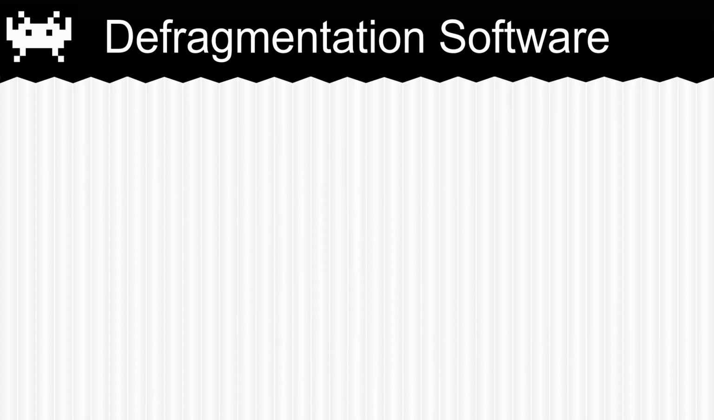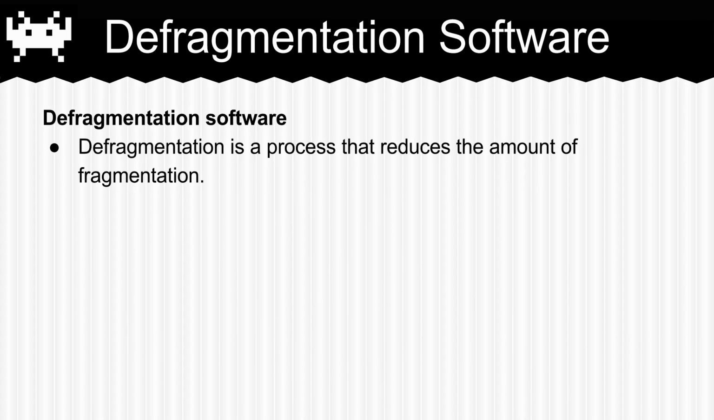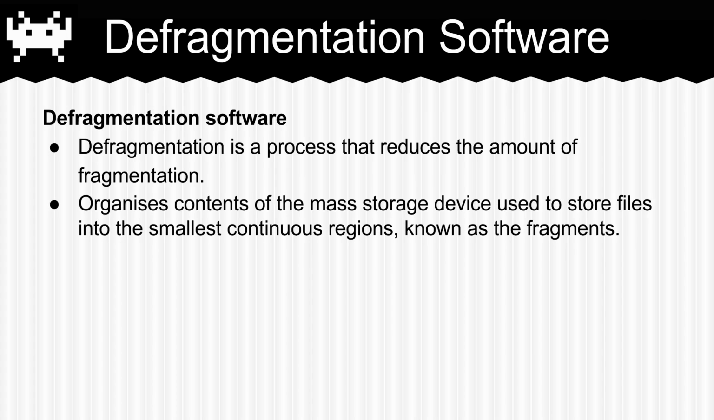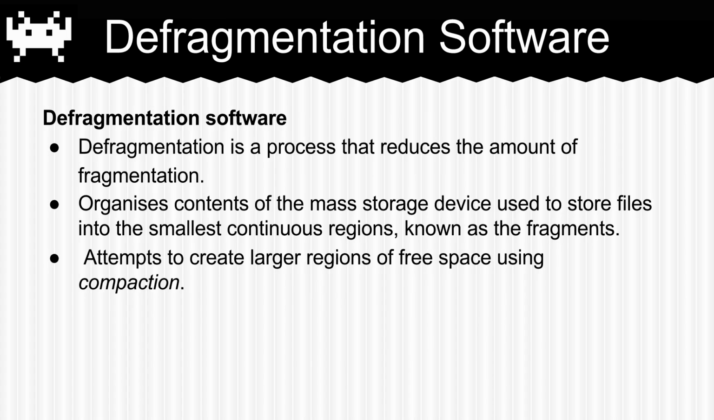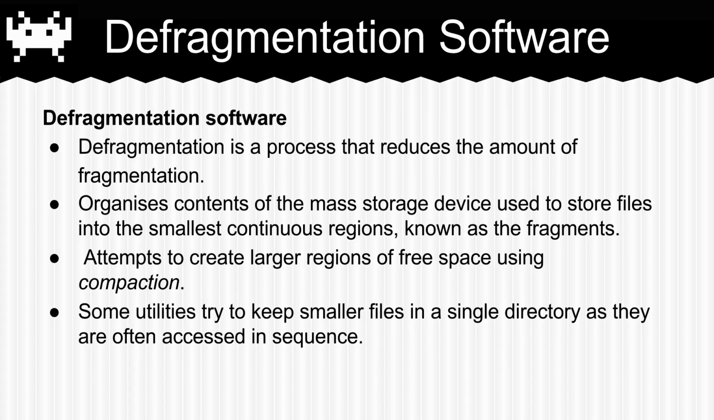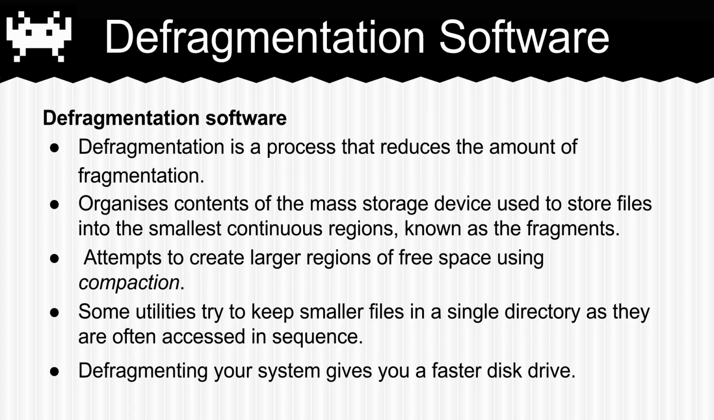On to defragmentation. This is a process that reduces the amount of fragmentation. It does this by physically organizing the contents of the mass storage device used to store files into the smallest continuous regions known as fragments. It also attempts to create larger regions of free space using compaction. Some utilities try to keep smaller files in a single directory as they are often accessed in sequence. The outcome of defragmenting your system is a faster disk drive, allowing you to access and open files quicker.